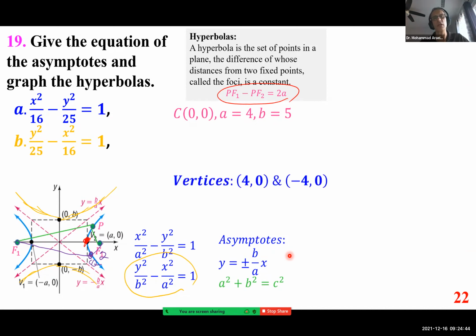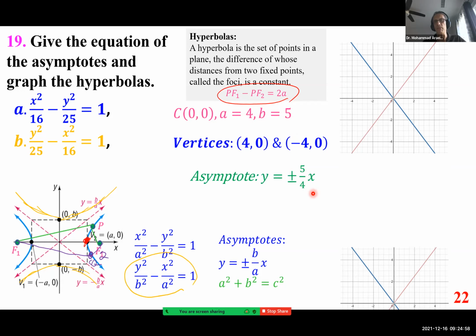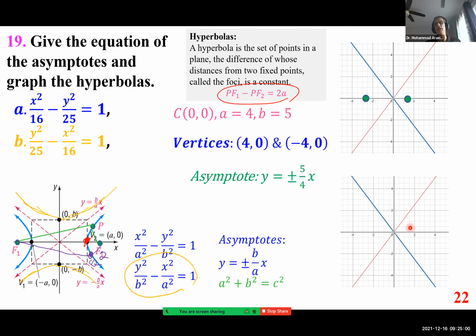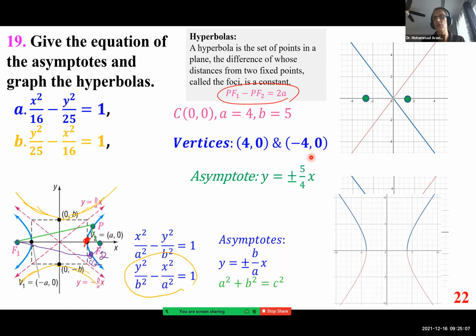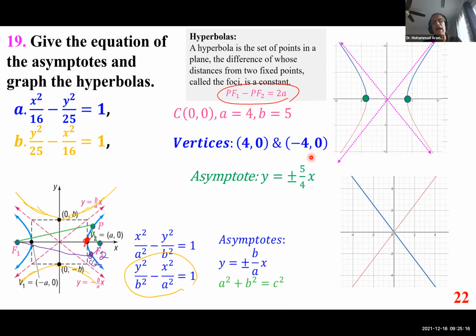So let's take a look at what happens. For this one, here's the vertices. And for both of them, here's the asymptotes, plus minus b over a, 5 over 4, x. And we graph those. And so far, they look identical. But in this case, the vertices are located here at 4, 0, minus 4, 0. And the graph looks like that. And let me put back the asymptotes. The asymptotes are always dashed lines.